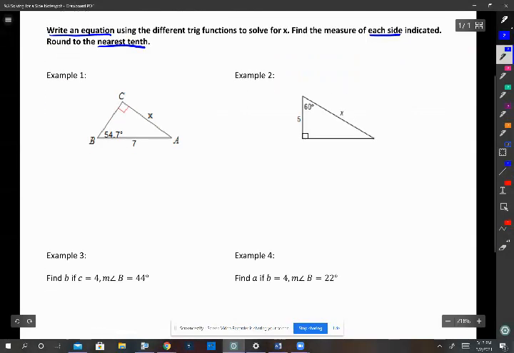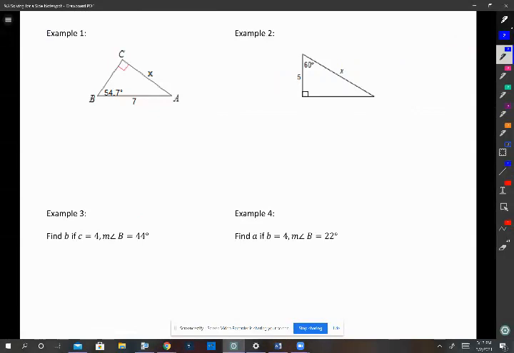So again, our step one is to label your triangle. As I look at my triangle, I know that 7 is my hypotenuse because it's across from the right angle. I'm given angle B, which means I know that the side across from it is opposite, which makes my other side adjacent. So my first step is to label.